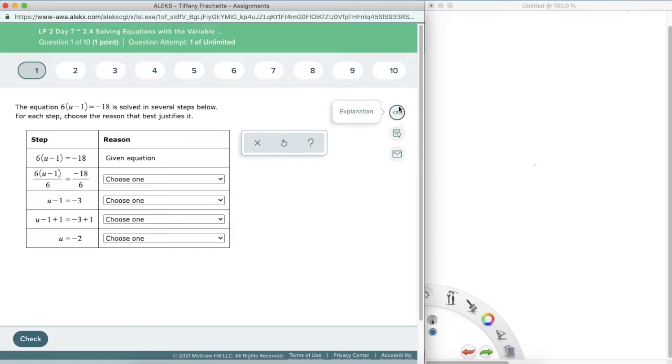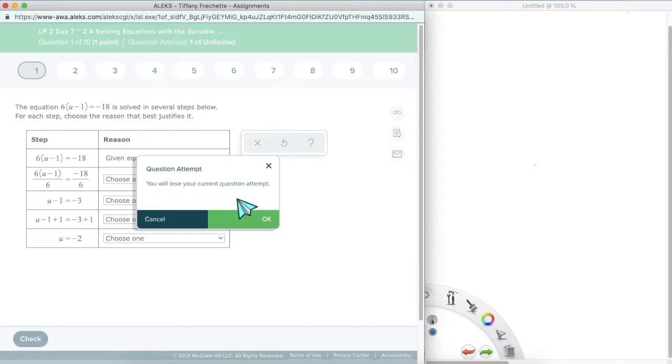On the right side here, you will always see these 3 buttons. You may also see a calculator from time to time. This is the explanation button. It tells us we're going to lose our attempt on this question because it's going to explain this exact question to us. So it's not going to give you the answers and then have you come and type them in.